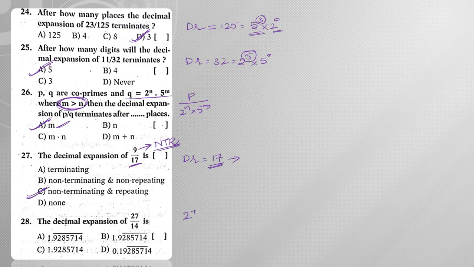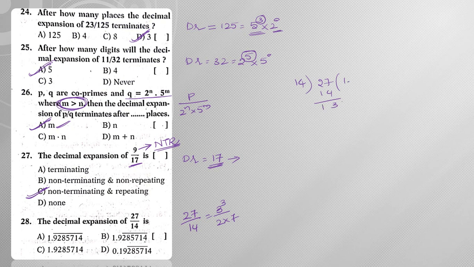Next, 27 by 14. 27 by 14 means 3 cube divided by 2 into 7. It is asking you to find the decimal expansion, so we need to divide by 14. On doing the process we are going to get the answer. 14 twos are 28, it crosses, so 14 ones are 14, so this is 3 and this is 1.